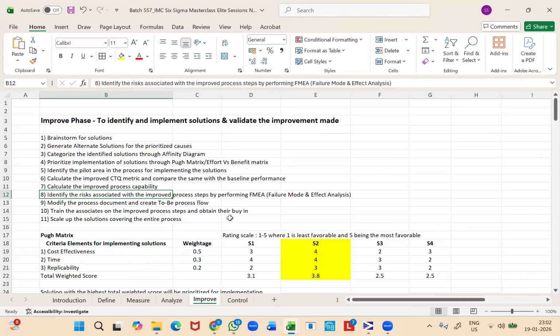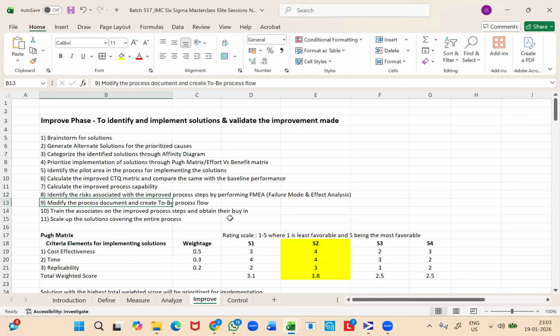So FMEA is a very important exercise which we will perform as part of our Six Sigma project. But this is supposed to be done on a routine basis, not just at the time of working on a Six Sigma exercise, because FMEA generally will help us to identify the risks associated with the process steps that we are currently following, and also the product or service output design that we have. So FMEA is a very important exercise, just like MSA can be performed on a routine basis.